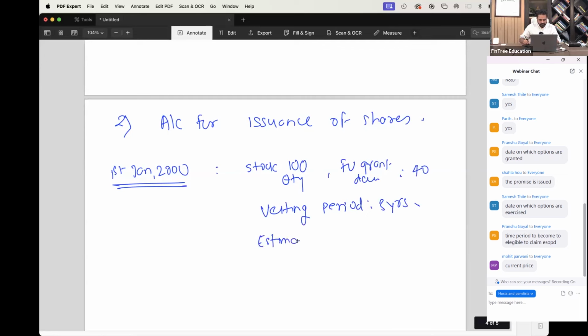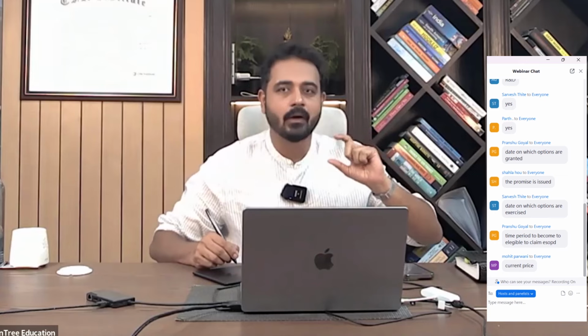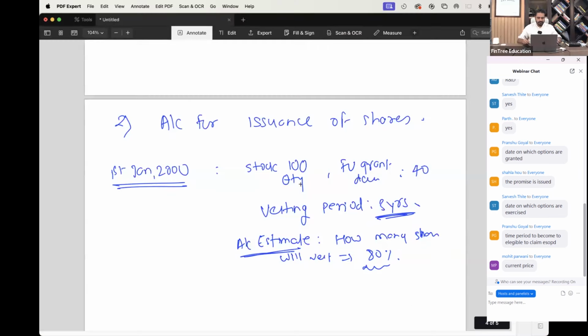Now, an accounting estimate of how many shares will vest. Let's assume that's 80%. Now, this is an accounting assumption. That means, even though I've issued 100 shares, as an employer, I know that not all employees will work for 3 years. There will be some who will leave the job in the middle of the 3 years, right? So not everyone will become eligible. So I'm making an accounting estimate, like how we make an accounting estimate for depreciation, the useful life. So my assumption here is that only 80% will vest. That means 20% will not vest. Now this assumption is critical.